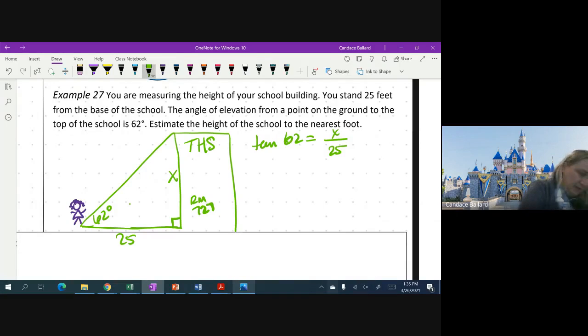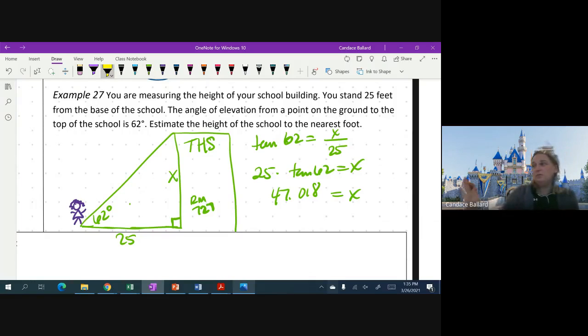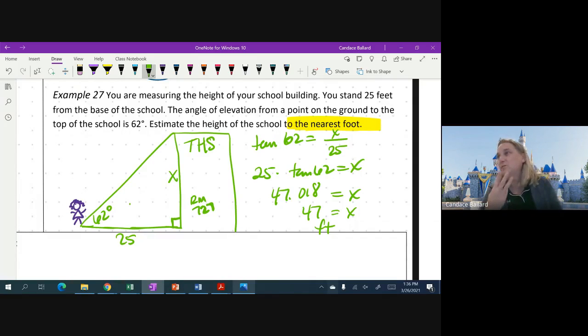And so we're going to multiply both sides by 25. I'm going to be a little bit lazy on this one. When I put this in my calculator, 47.018. But there's a catch in here. Do you guys notice this? Normally I say 3 decimal places, but the catch is estimated to the nearest foot. So the nearest foot would be 47 feet, right? If it didn't say that, 3 decimal places.